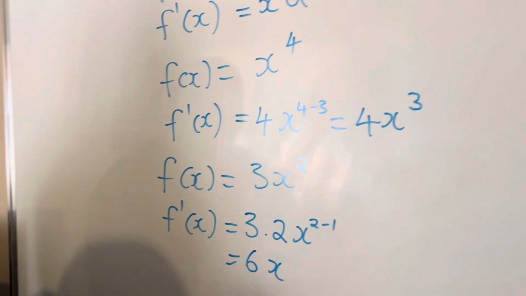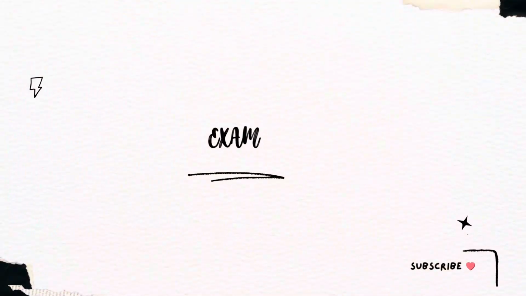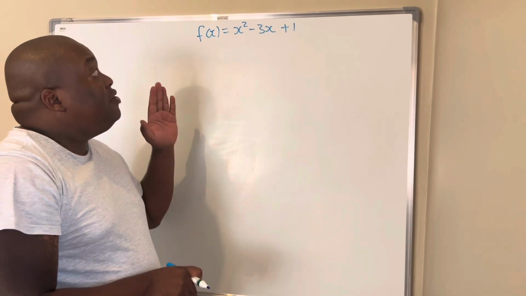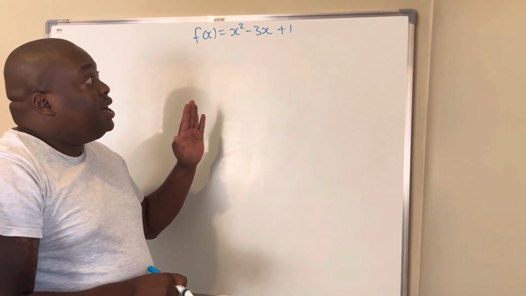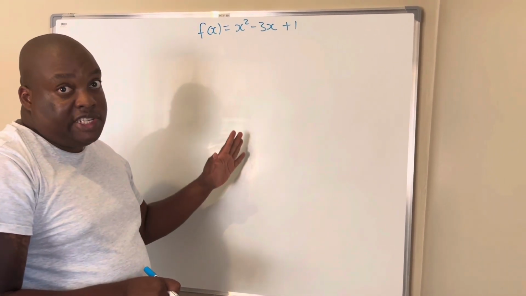So hopefully you understood this rule and how it's applied. We're going to be looking at differentiation of a function from first principles. So we're going to use the application of the first principle to find the derivative of this function.